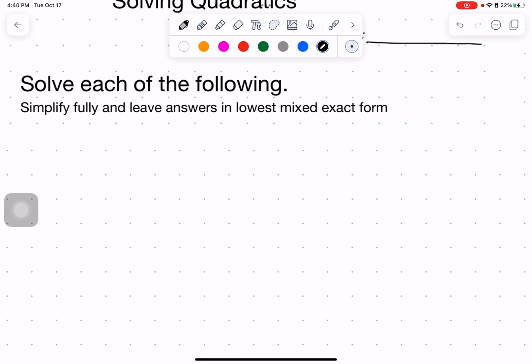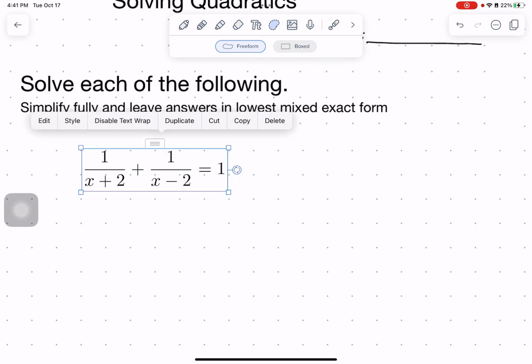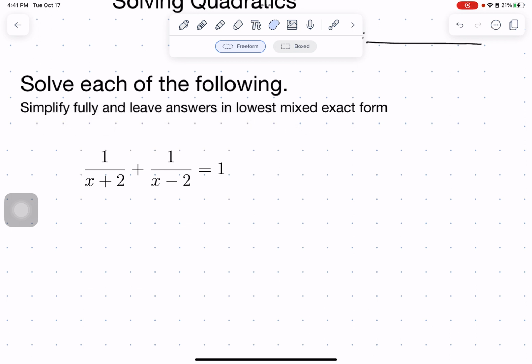So let's start off with the first one that I gave you. It was 1 over x plus 2 plus 1 over x minus 2 equals 1. So that was the question. At least I believe that's the question. Let's see for a minute. Yep, that was the question. And I have two different versions depending on the class that we're in.